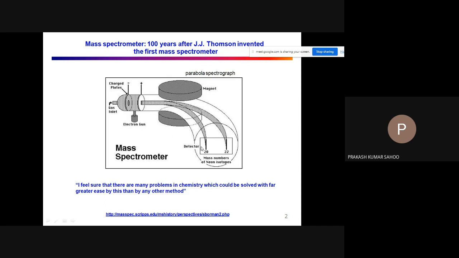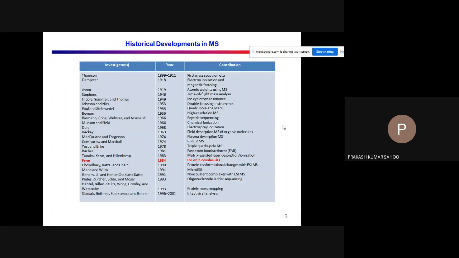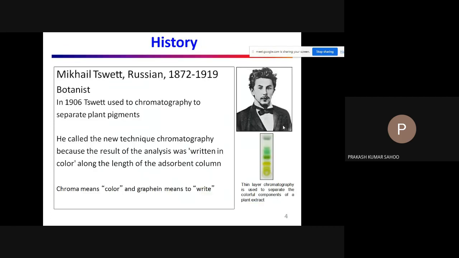So this is just a pictorial diagram of your mass spectrometer, which is now equipped with gas chromatography to make the GCMS apparatus. We will not go through these things because this is related to your mass spectrometer. Okay, this slide, the chromatography.